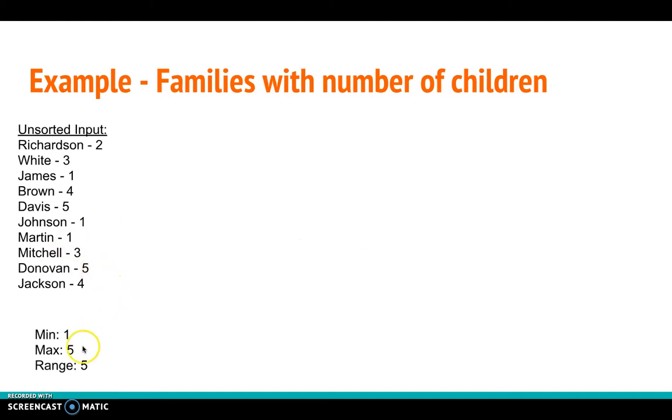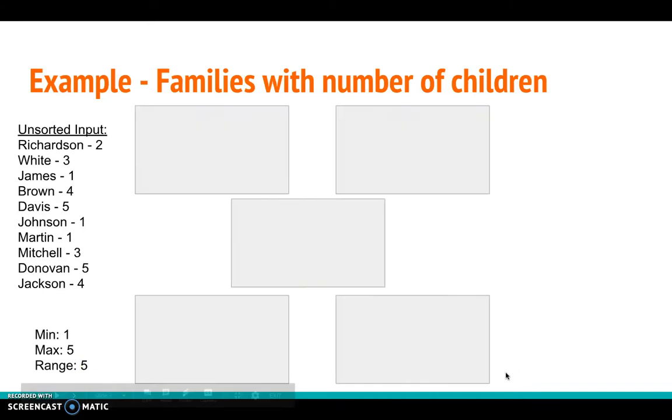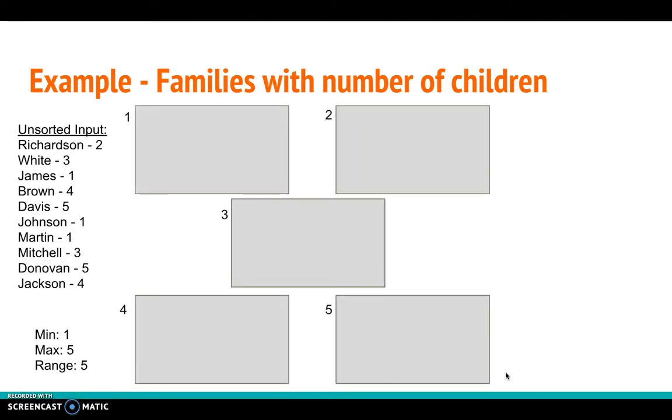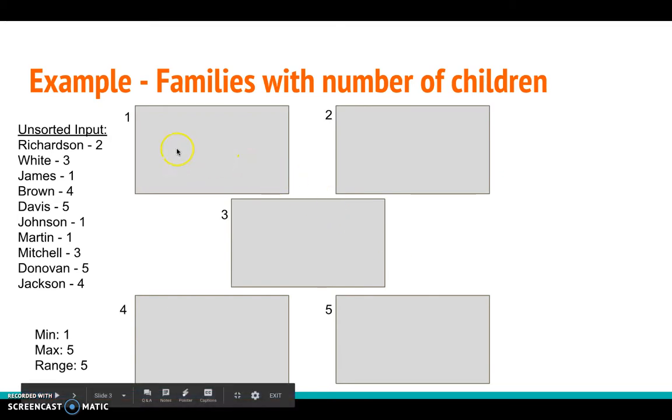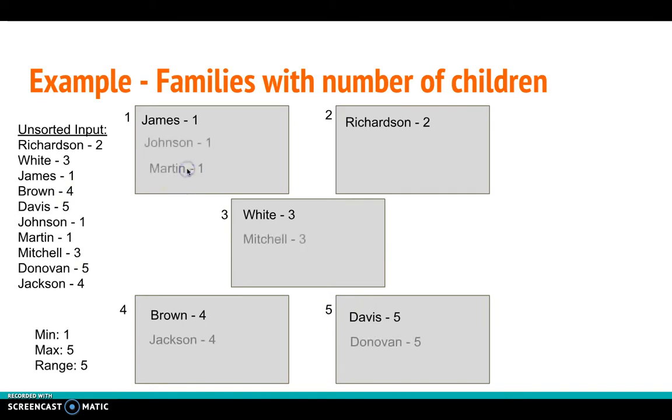To find the range, we would do 5 minus 1, which is 4, plus 1 to give us a range of 5. So that means we'll set up 5 different buckets, each one labeled with the index. So this will be used for families with 1 child, 2 child, 3, 4, and 5. So as we go through the list, we can see Richardson is 2, so they're placed in the 2 bucket. Next one is White, who have 3 children. We'll place them in 3. James with 1, Brown with 4, Davis with 5, Johnson with 1, and so on.